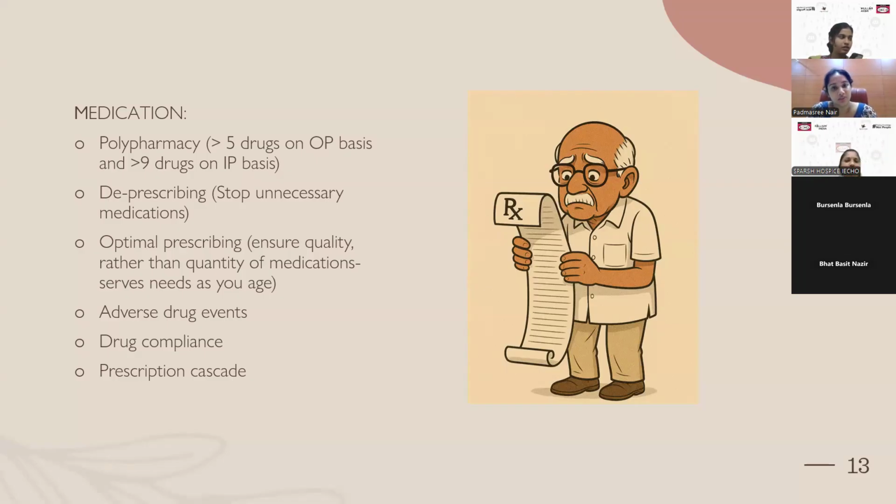And also, another thing that we need to focus on is optimal prescribing. That is to ensure the quality rather than the quantity of medications that serves the needs of the patient as the patient ages. Then again, it is important to monitor any adverse drug events, that is, any kind of reactions that a person can have to medications, and that needs to be noted properly. Along with that, we need to follow up the drug compliance, that is, whether they're taking drugs regularly as we've prescribed or if they're skipping out on it, because then you may not get the desired results. And again, another thing to be introduced in elderly is the prescription cascade.